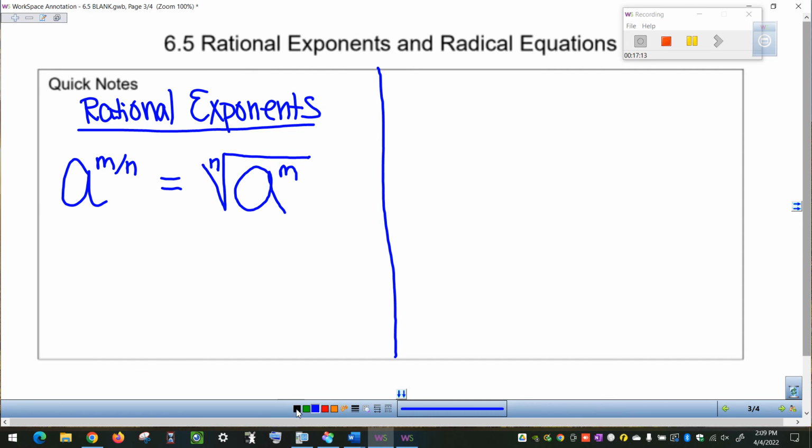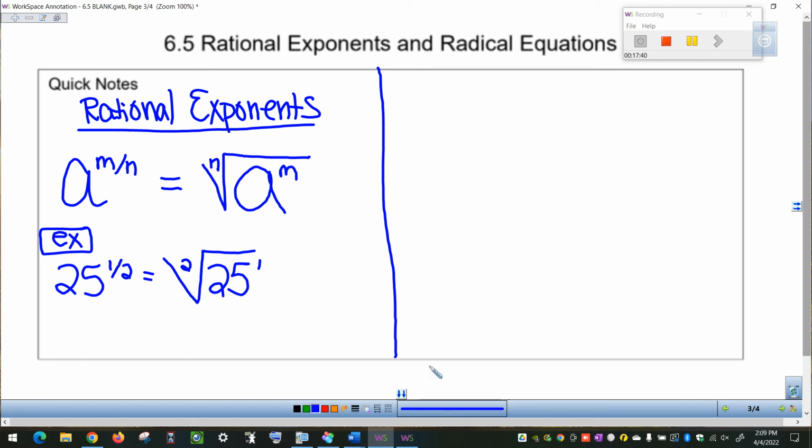So, for example, here's what this would look like for one of the problems that we did on the front page. Let's revisit 25 raised up to the 1/2. Well, this is really the square root of 25 to the first power. So notice how the little denominator tells us what type of root we have. The numerator is attached to the 25 on the inside.